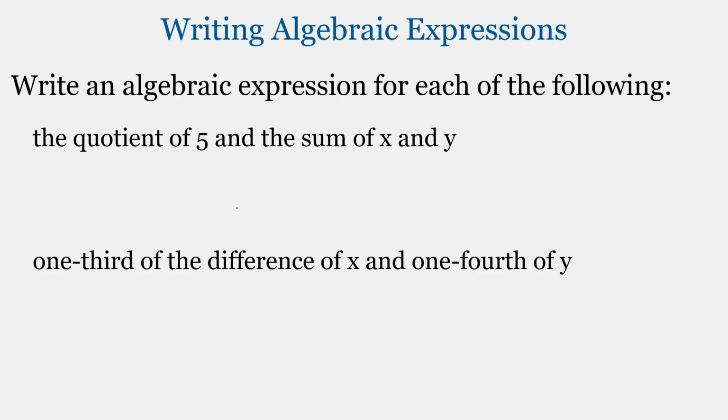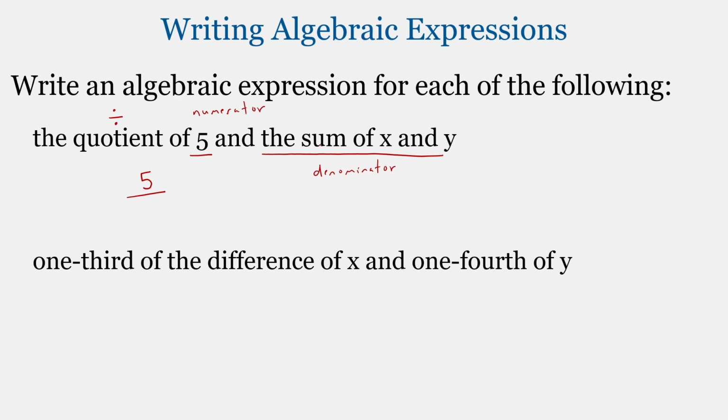Next, we have the quotient of 5 and the sum of x and y. Quotient implies division, and when we have it written in the form the quotient of some number and another number, the first number written is your numerator. That'll be the number on top. And then the second number written will be in the denominator. So in this case, our first number is 5. So the quotient of 5, and so we're going to put 5 in the numerator. It's on top of the fraction.